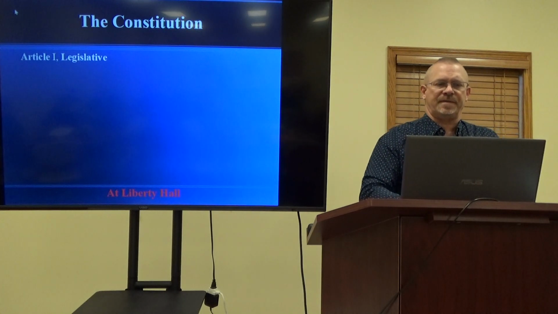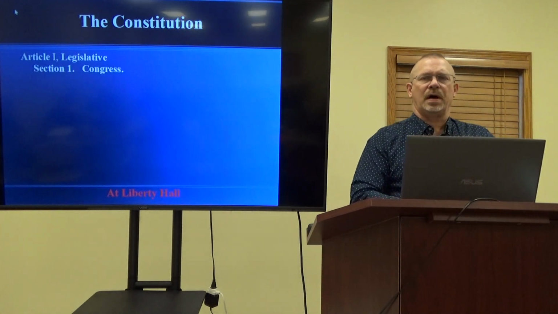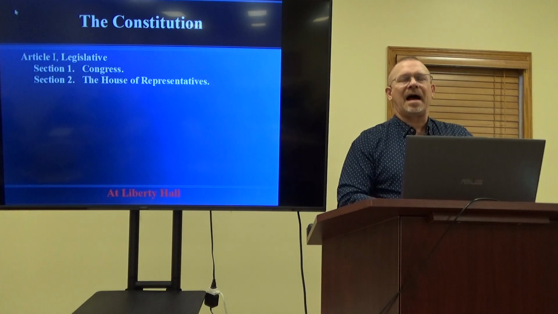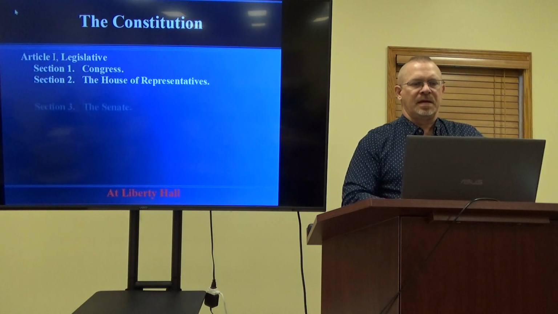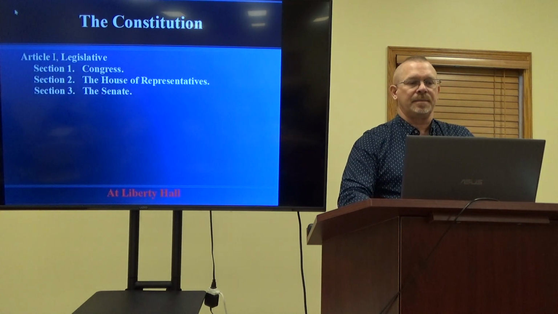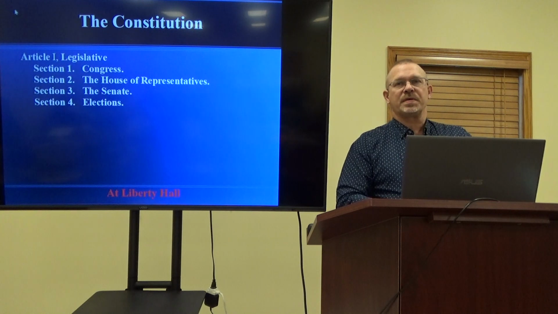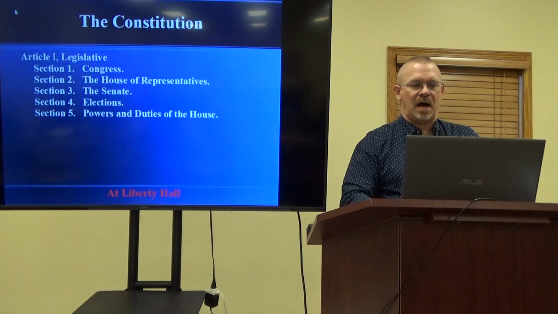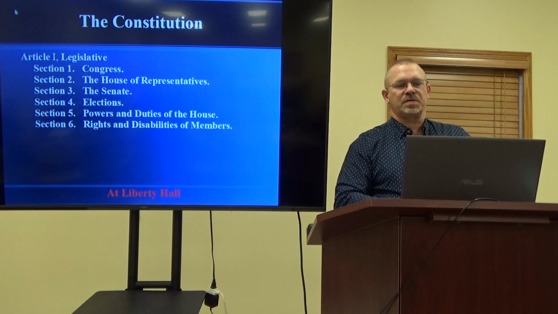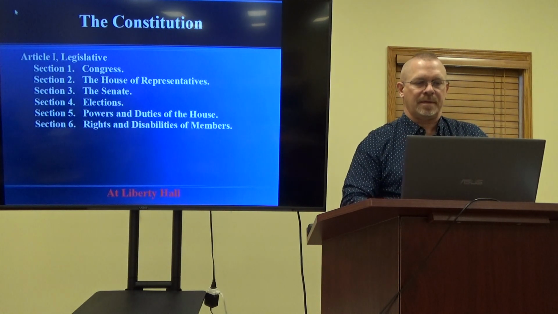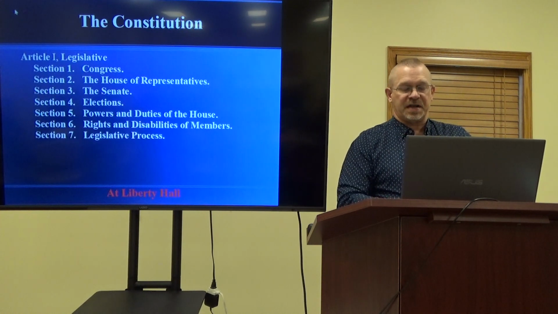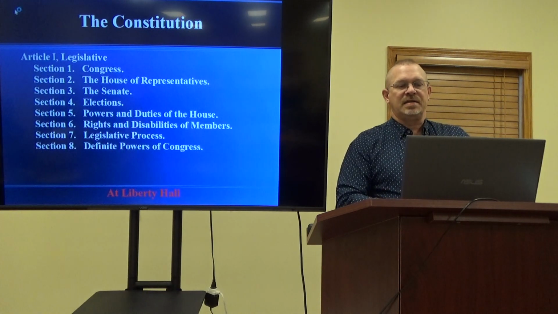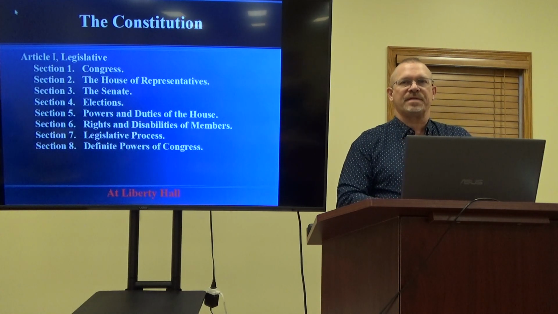Article 1, the legislative article. Section 1 deals with Congress. Section 2 deals with the House of Representatives. Section 3 deals with the Senate. Section 4 deals with elections. Section 5 deals with powers and duties of the House. Section 6 deals with the rights and disabilities of members. Section 7 deals with legislative process. Section 8, the definite powers of Congress.